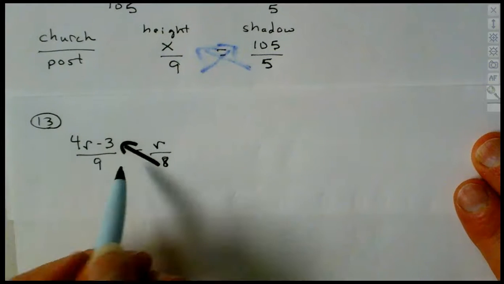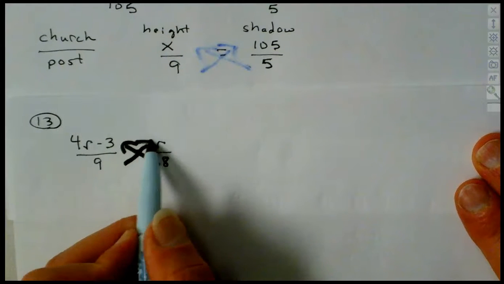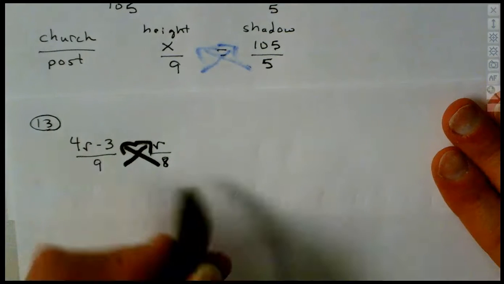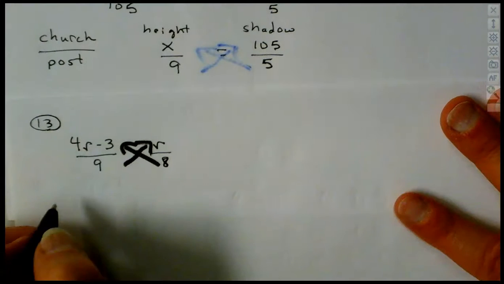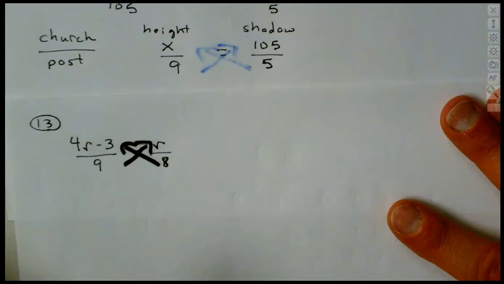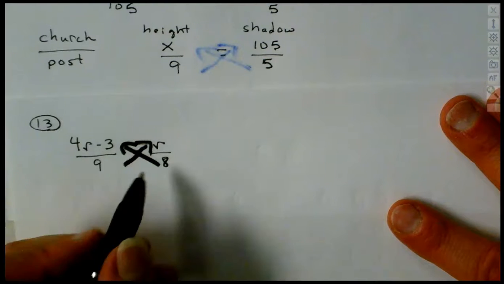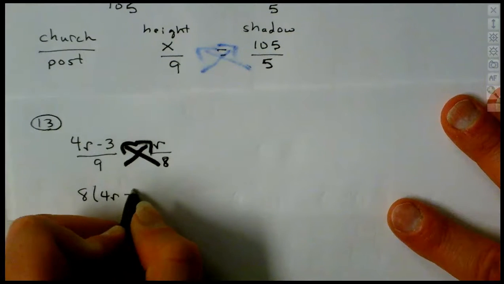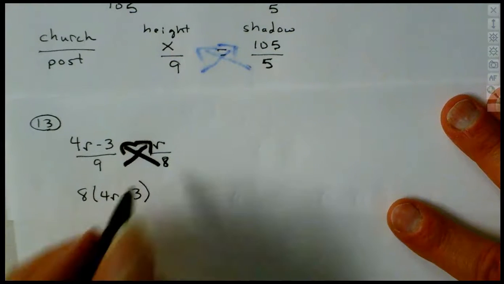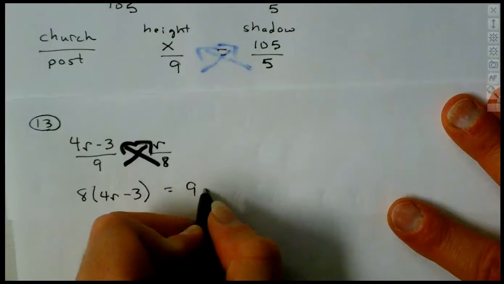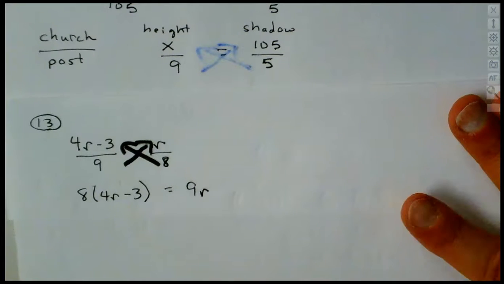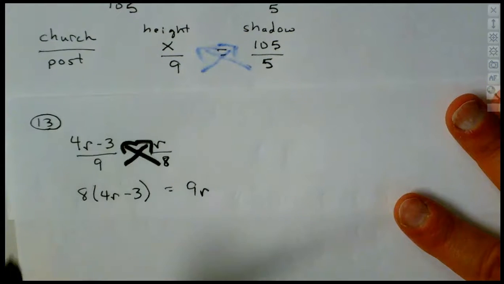How do we clear out these fractions? Well, they're equal to each other, so we can simply cross multiply. Doesn't matter which one goes on the left or the right. I'll just go ahead and put the 8 times 4r minus 3 on the left, and that's going to equal the 9r on the right. But it doesn't matter. You can put them in either side. You just make sure you set up that ratio.